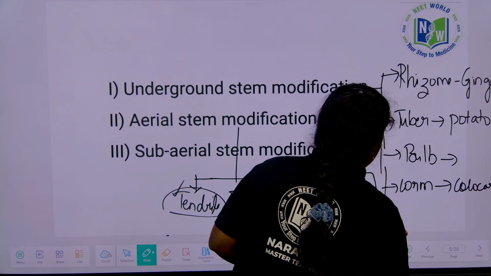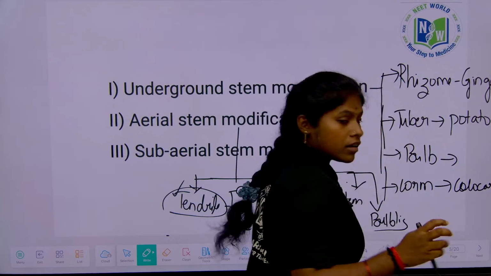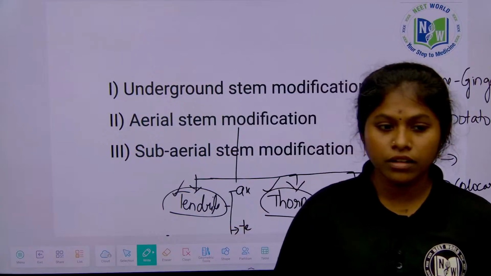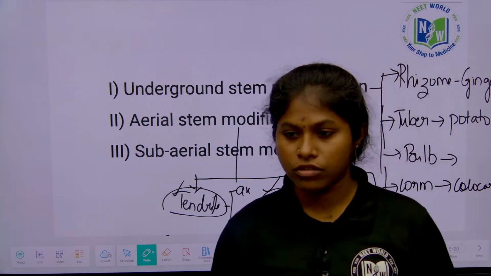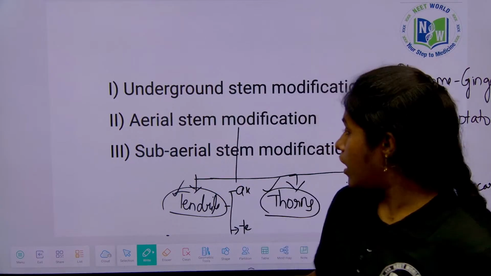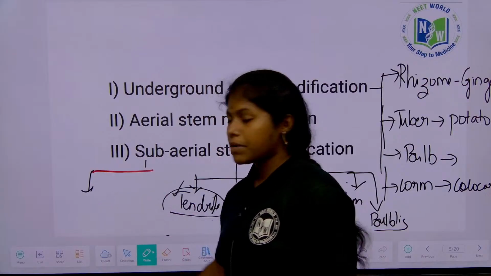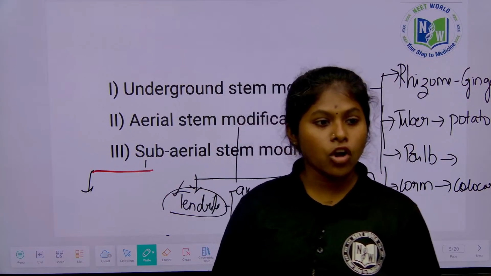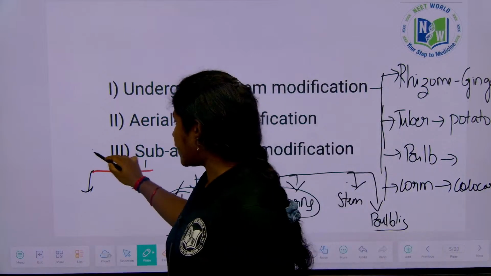To survive them, if there is no favorable condition for reproduction, they have to be generated from the vegetative parts only, for vegetative propagation also. Coming to the subaerial modification. What is meant by subaerial modification? Not totally underground, not totally aerial. They are showing that condition.